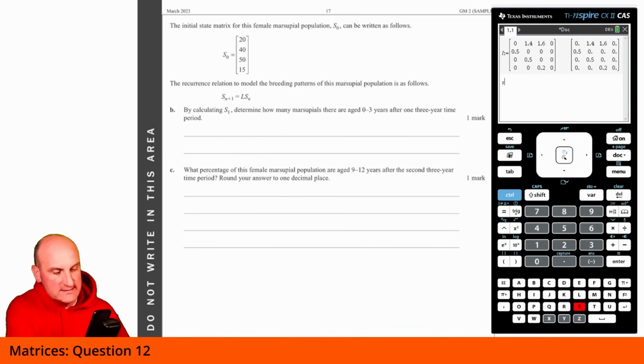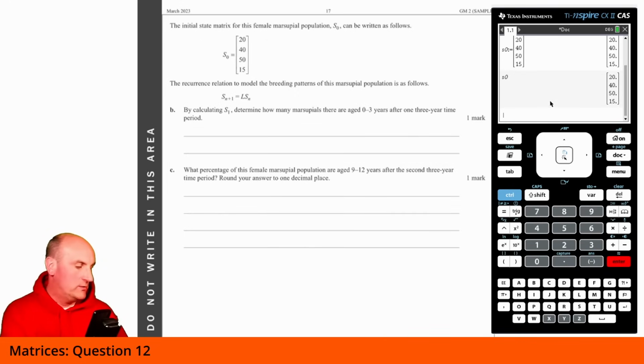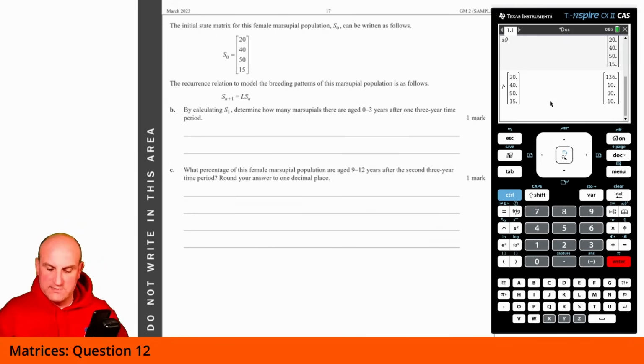And I'm going to put S0 becomes equal to, and we'll do a 4x1 if you'll be so kind. And I've got 20, 40, 50, and 15. There we go. So S0, hit that one in there. I want to do L times my answer. Hit that, and out comes the population after one 3-year period, that one there.